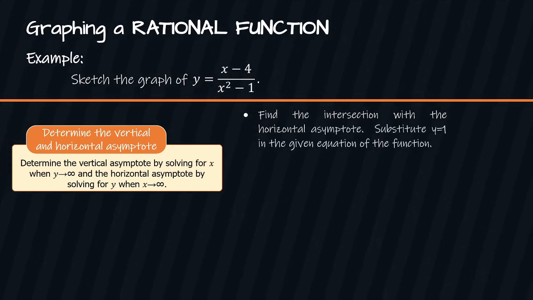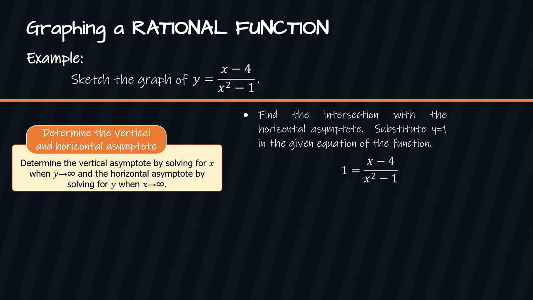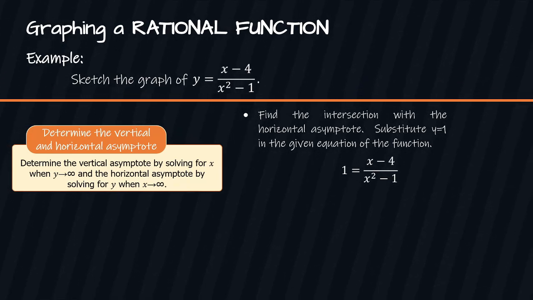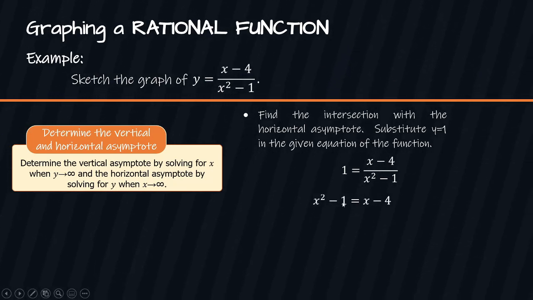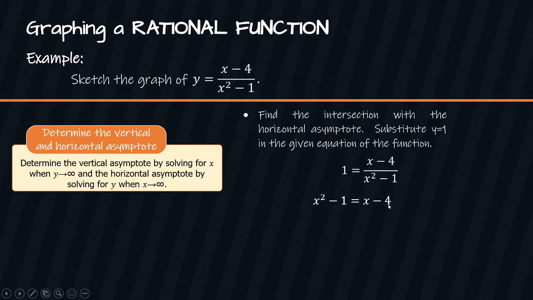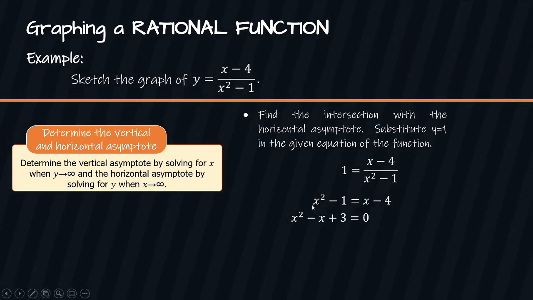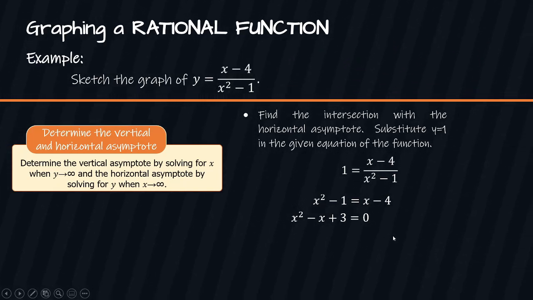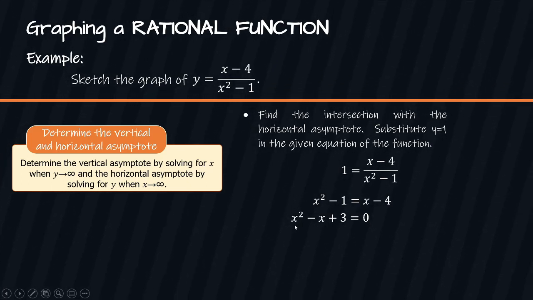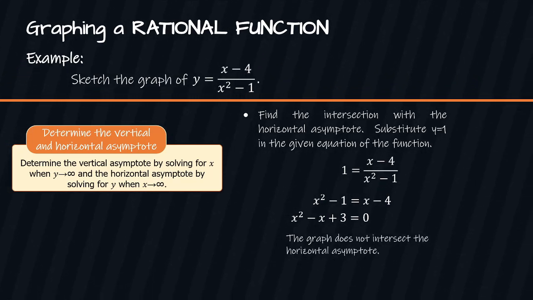Okay, next, we find the intersection with the horizontal asymptote. We substitute y equals 1 in the given equation of the function. So 1 equals (x minus 4) over (x squared minus 1). Again, by cross multiplication, x squared minus 1 times 1 is x squared minus 1, then x minus 4. So, simplifying, we have x squared minus x plus 3 equals 0. Since we can't find rational roots for this equation, we can say that the graph does not intersect the horizontal asymptote.